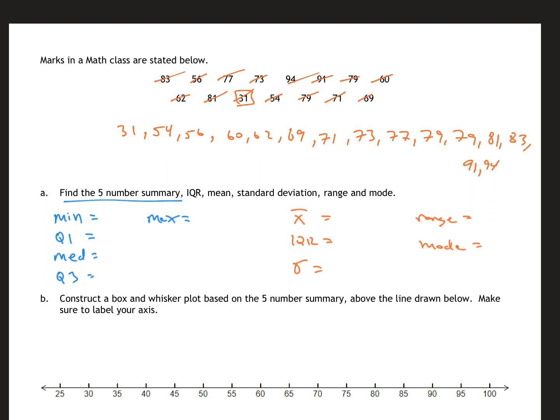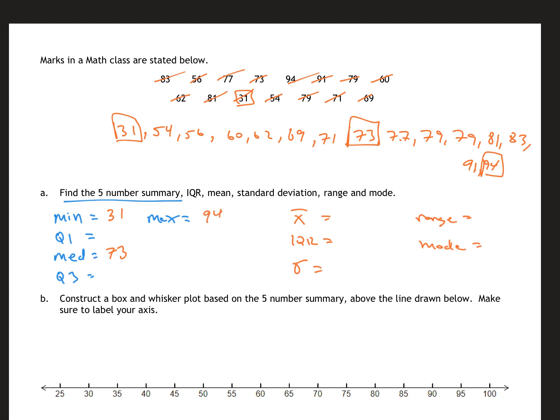So looking at this, my minimum number is a 31. I got 1, 2, 3, 4, 5, 6, 7, 8, 9, 10, 11, 12, 13, 14, 15. So 1, 2, 3, 4, 5, 6, 7. So my median number here is 73. And my max was 94.